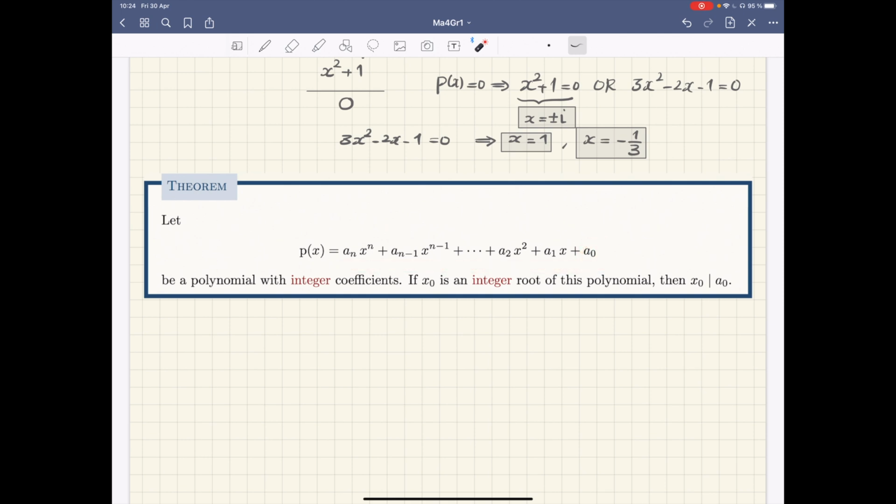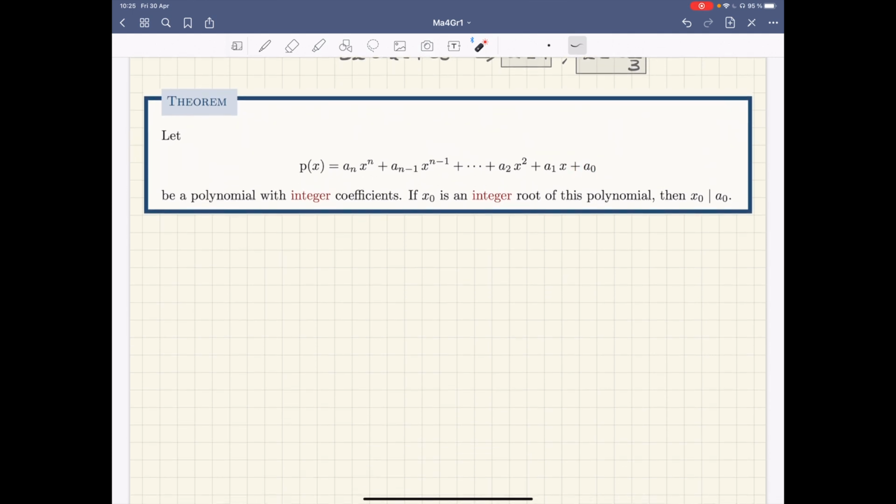Now, this is claiming that if this polynomial has an integer root, that integer root should be a factor of the constant term. Let us see why this is correct. You can consider it as a problem in Math 5 and number theory, but it is very, very simple. So let us check. What does it mean?